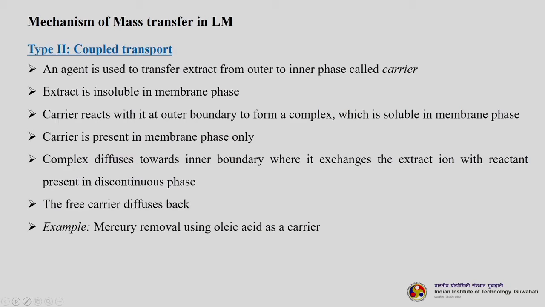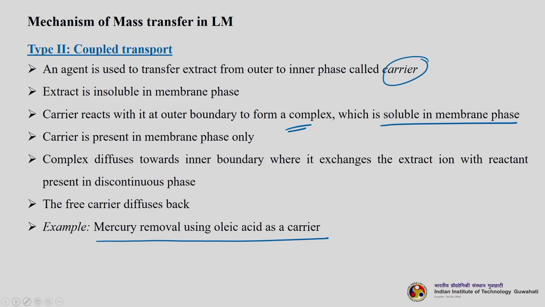Here an agent, called a carrier, is used to transfer the extract from the outer to the inner phase. There is a third component which is added to the membrane phase. The extract is insoluble in the membrane phase, so the carrier reacts with it at the outer boundary to form a complex which is soluble in the membrane phase, otherwise it will not diffuse inside the membrane phase. The carrier is present only in the membrane phase. The complex diffuses towards the inner boundary where it exchanges the extract ion with the reactant present in the discontinuous phase. The carrier becomes free, and it will diffuse back. One classic example is mercury removal using oleic acid as a carrier.